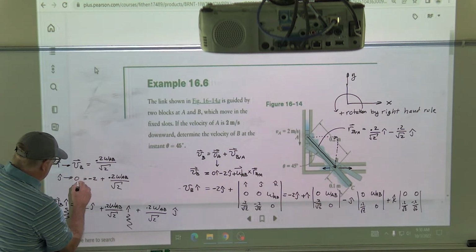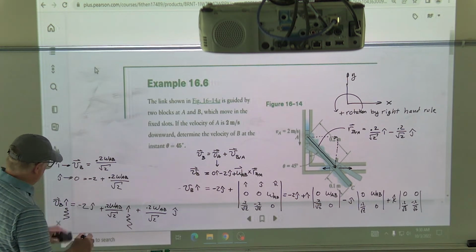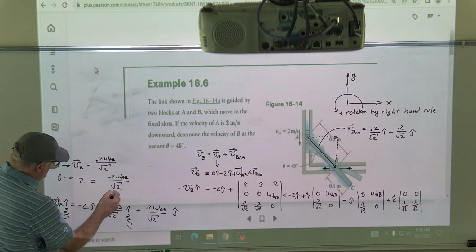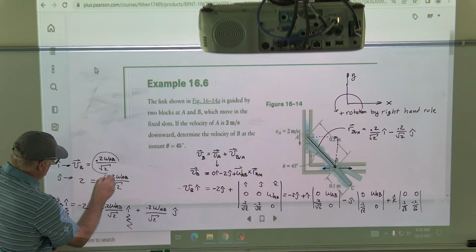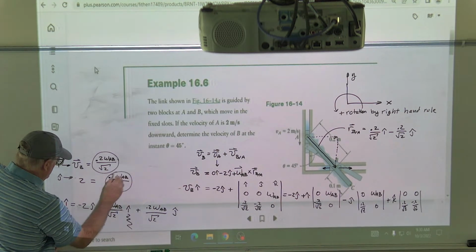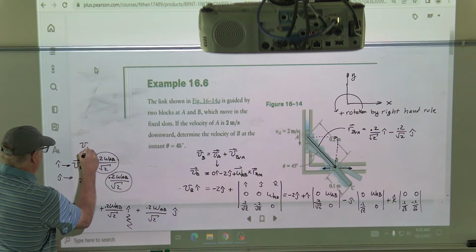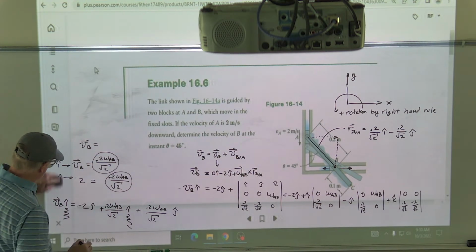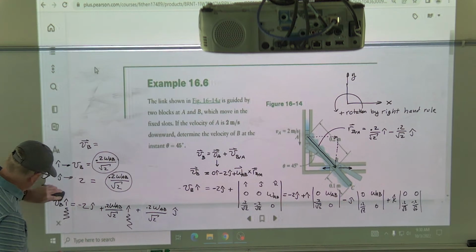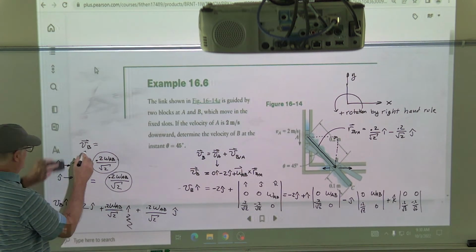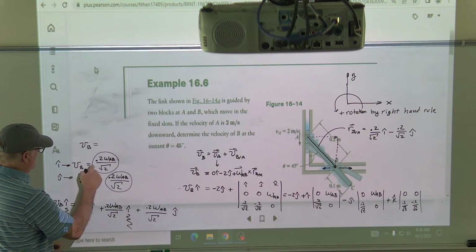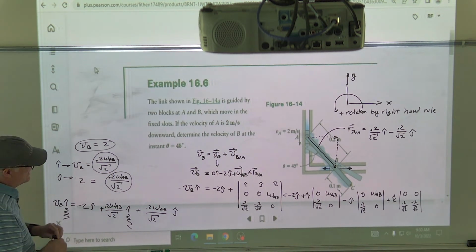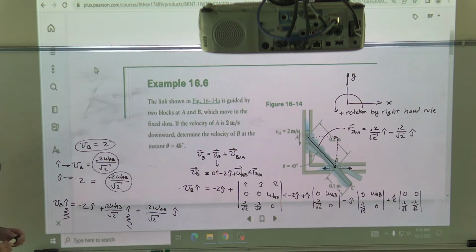If I did move that to the other side, I would notice something interesting. I would notice that these two terms are exactly the same. And so you're going to basically come up with the velocity of B. Actually, this should not have a vector symbol on top. It's the magnitude of the velocity at B. It just becomes 2.